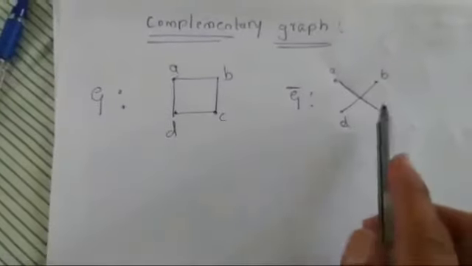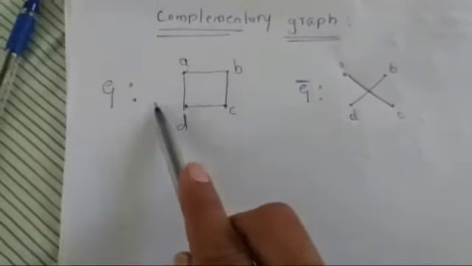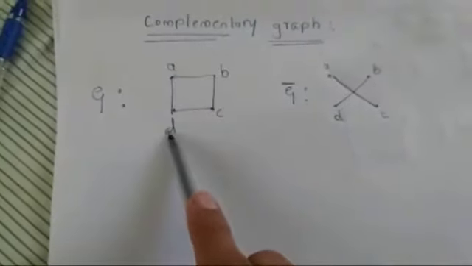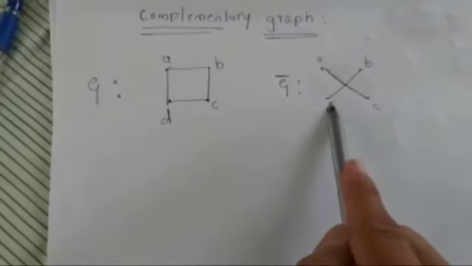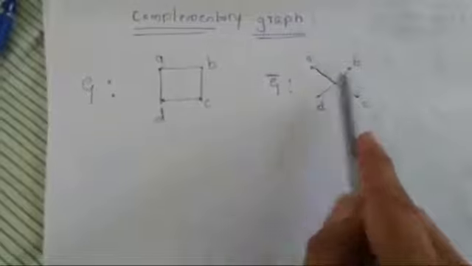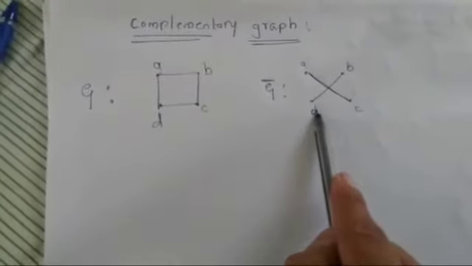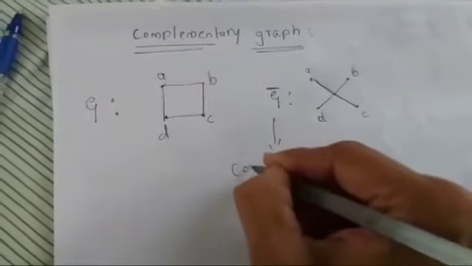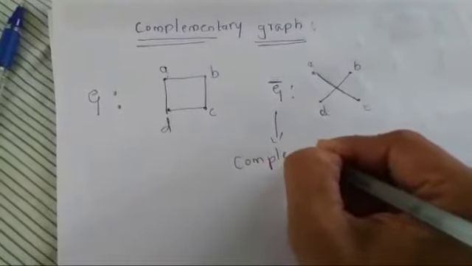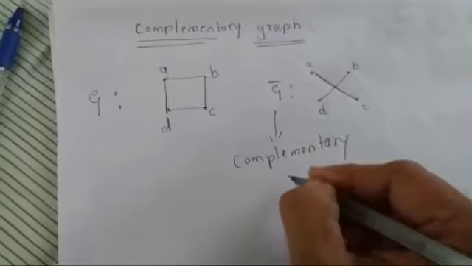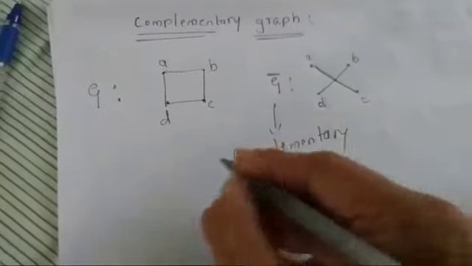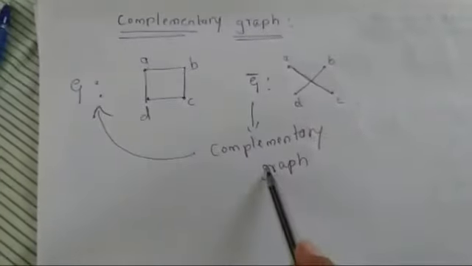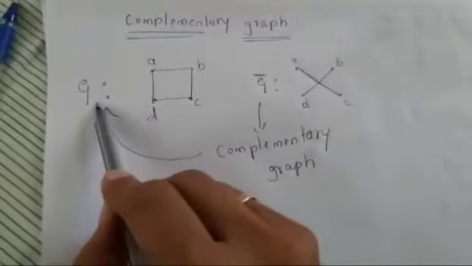Now observe these two graphs. Here A to C is not adjacent, B to D is also not adjacent. But in this graph, an edge exists only between A and C and between B and D. Now, G bar is called the complementary graph of the graph G. I will repeat it once again. G bar is called the complementary graph of graph G.